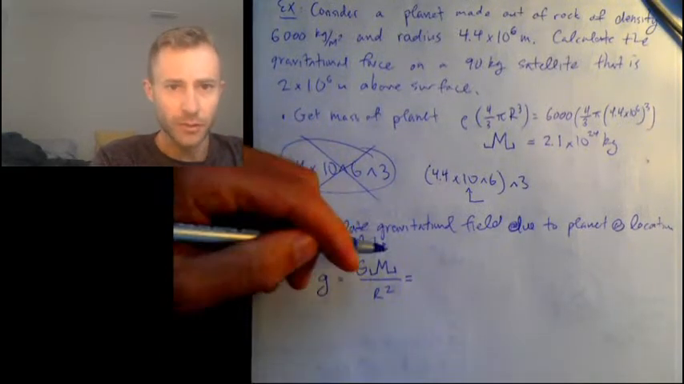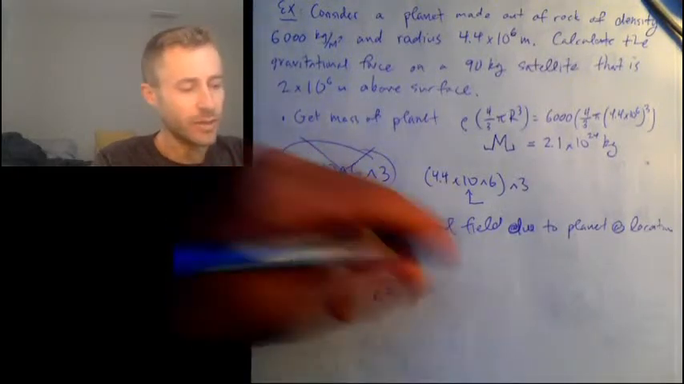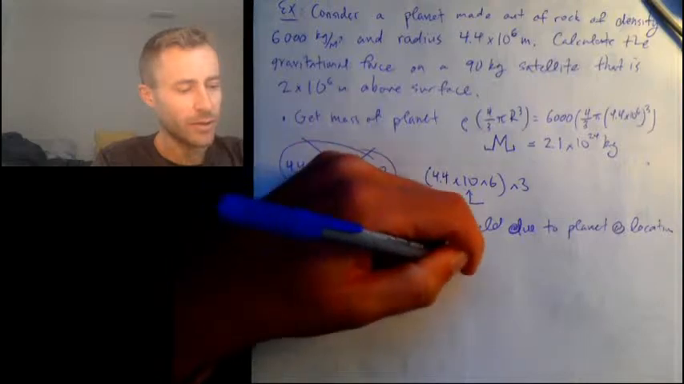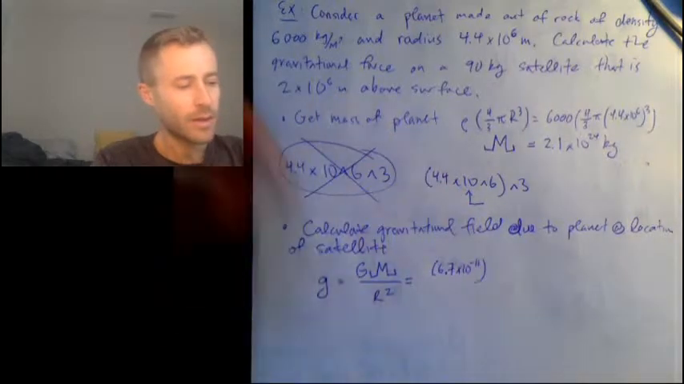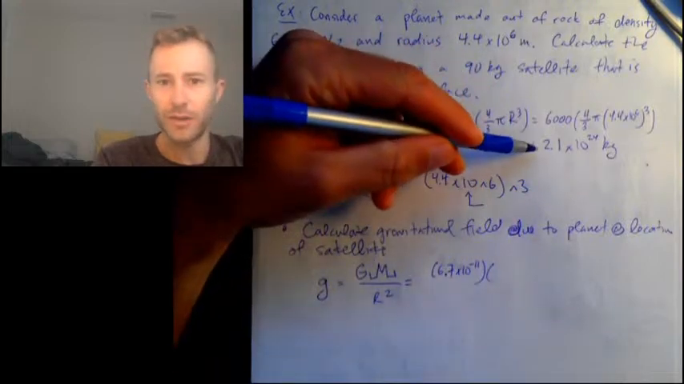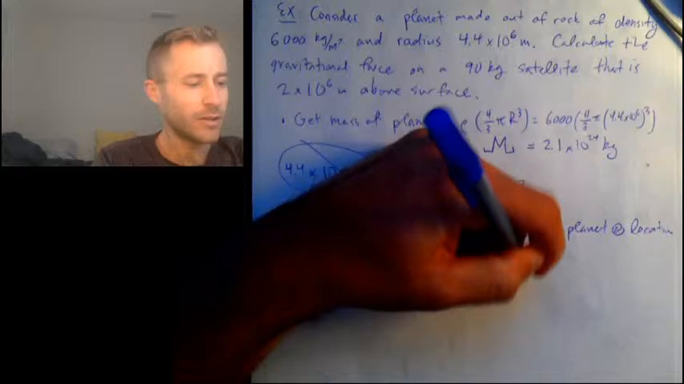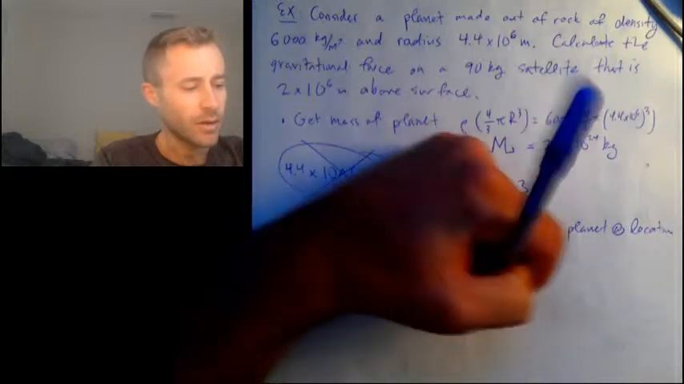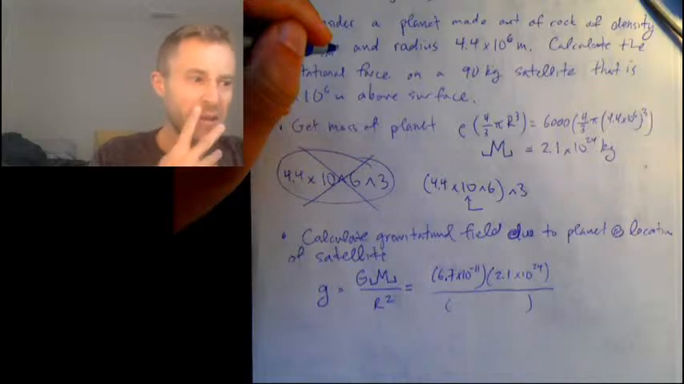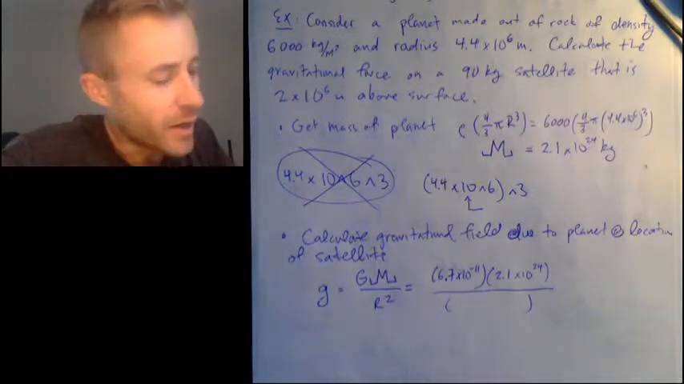Now, we have to plug in numbers. So big G is 6.7 times 10 to the negative 11. Big M is from right here. This is the mass of the planet, 2.1 times 10 to the 24th. Okay? And then we have to divide by a number. Now keep in mind, we have to be careful here.